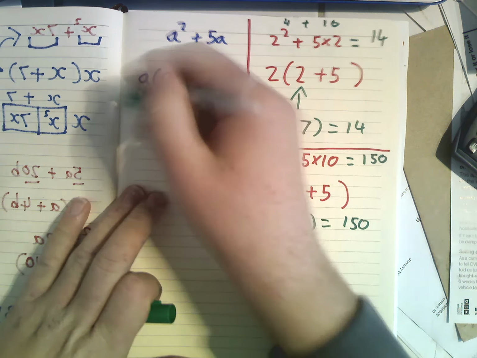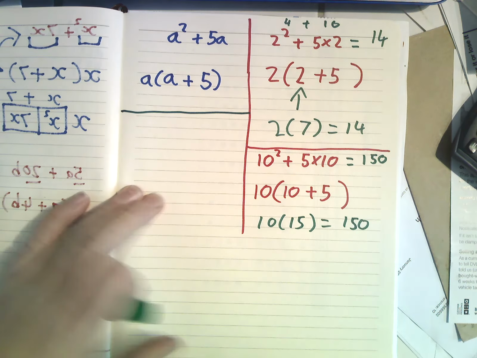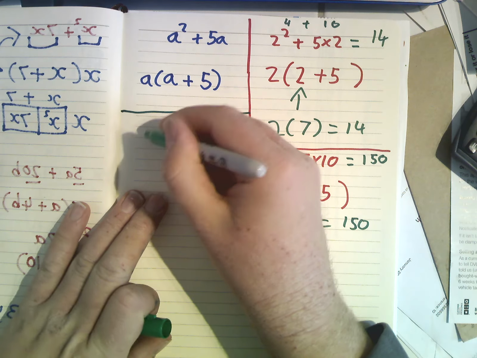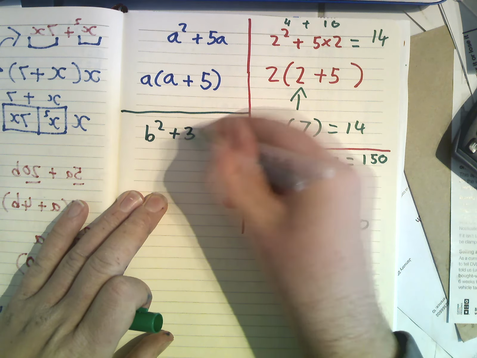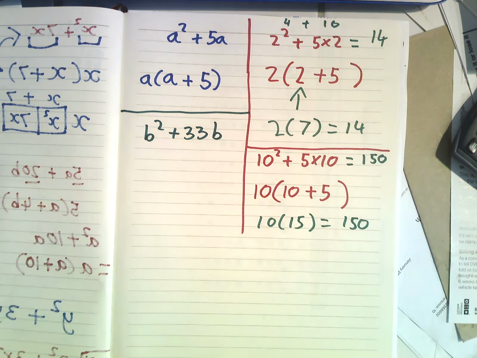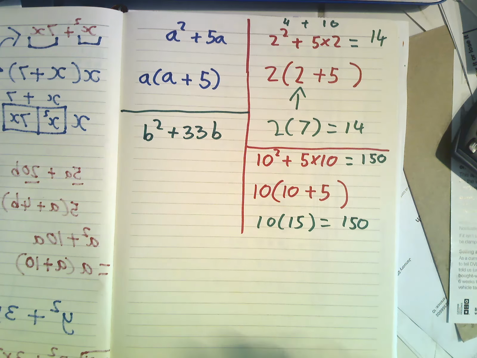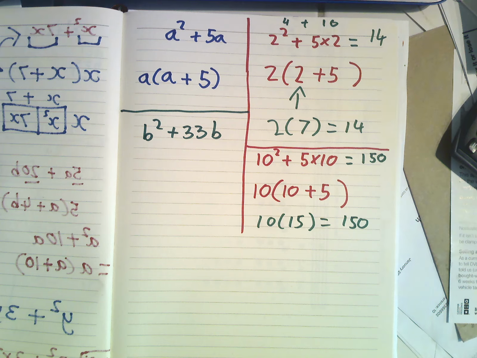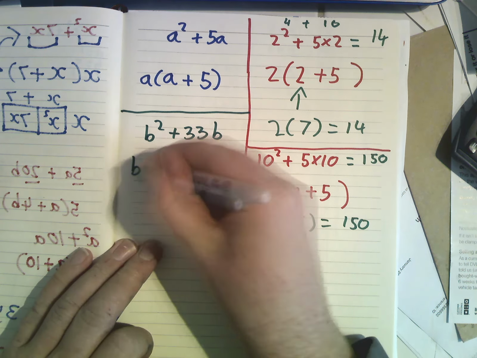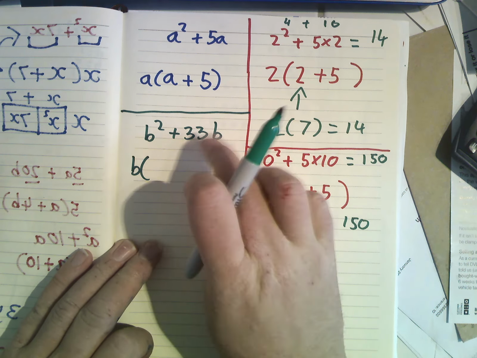Let's do another one. This one will look slightly different because I'm going to choose a completely different question. So this time I'm going to choose b squared plus 33b. What is the highest common factor between b squared and 33b? B. I see a b here, I see a b here.